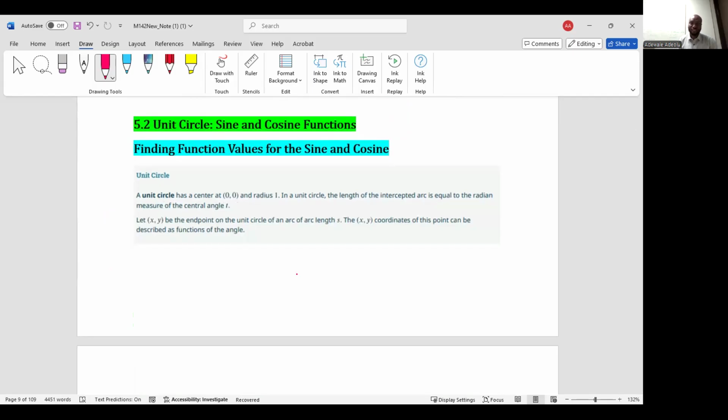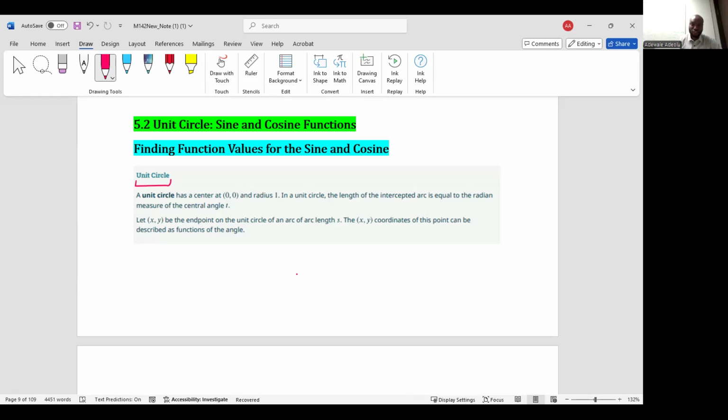Now, unit circle. Let us start getting into this Precalculus II gradually. So we want to look at sine and cosine functions. How do we come about this? How do we develop sine and cosine functions? That is what we want to look at right now. And the first thing we will look at is the unit circle.